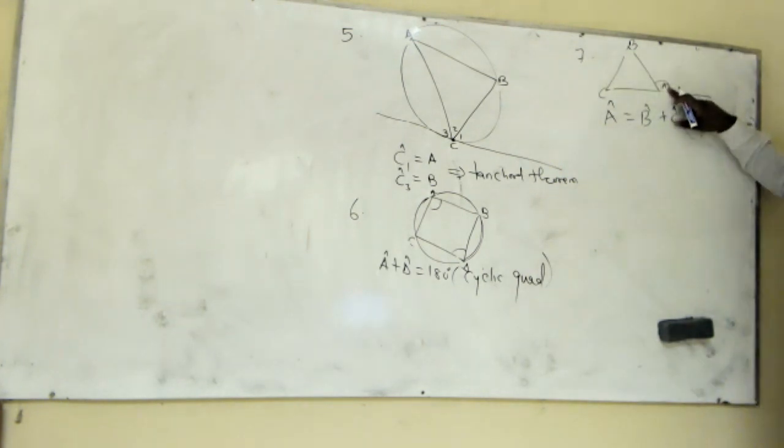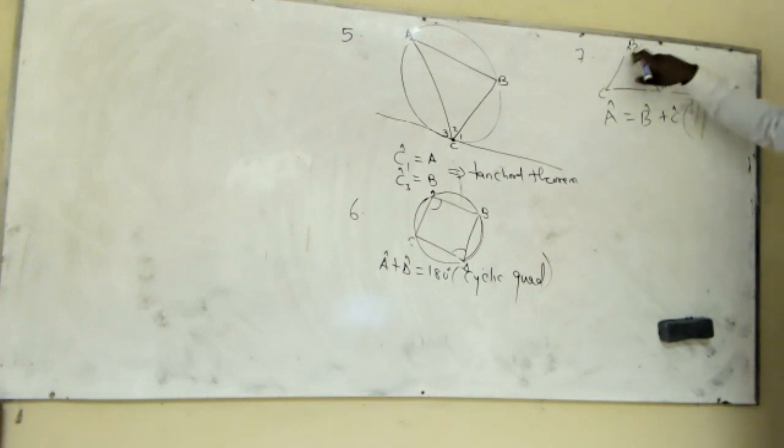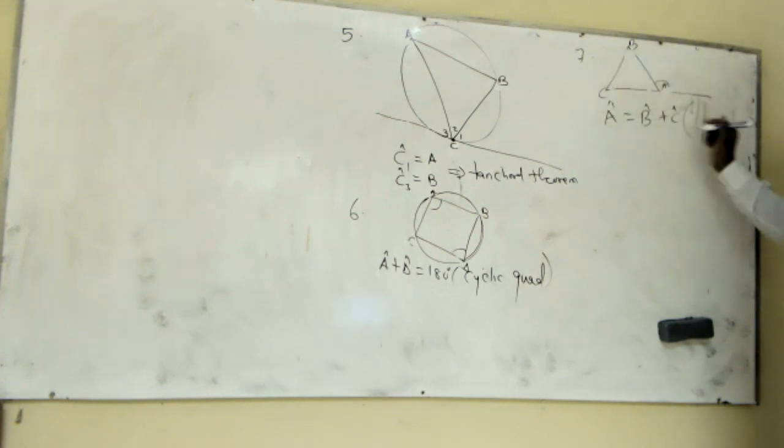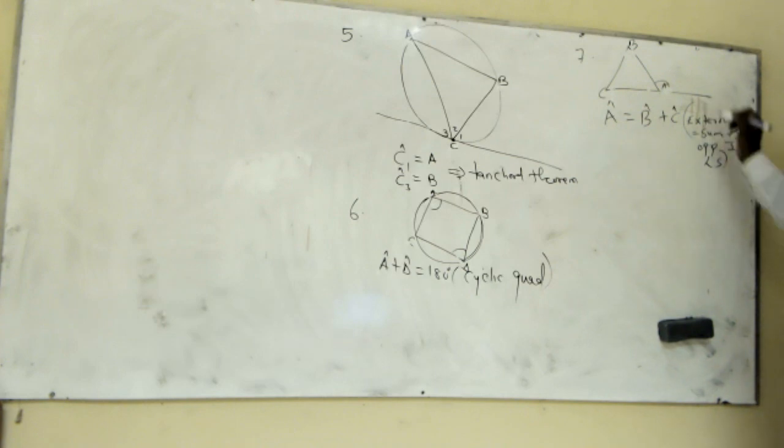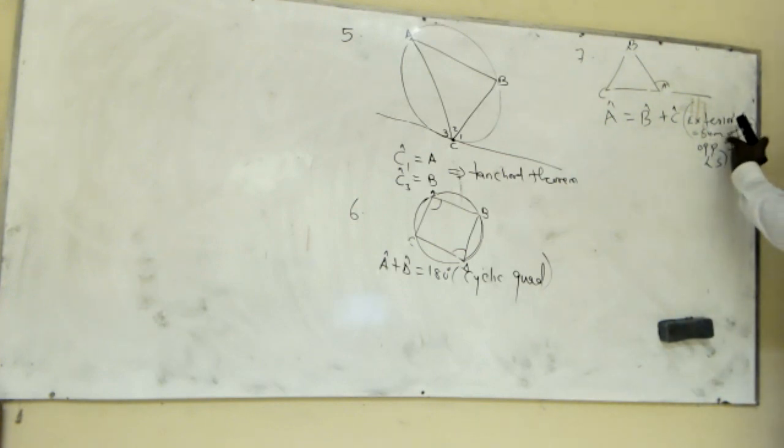Why do we call this the exterior angle? Because this angle is outside the triangle ABC. Do you all see that? That A is outside triangle ABC, but B and C are angles inside the triangle. Therefore, the external angle, the angle outside the triangle, is equal to the sum of the opposite interior angles. Let me use the word interior to simplify this. So the exterior angle is equal to the sum of the opposite interior angles.